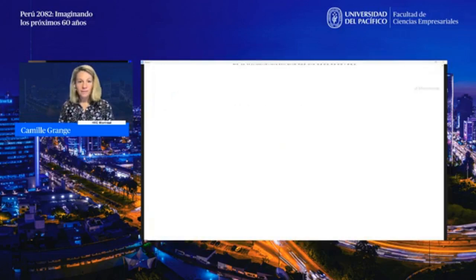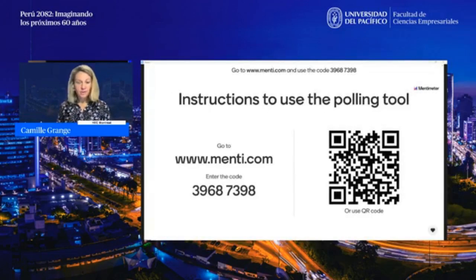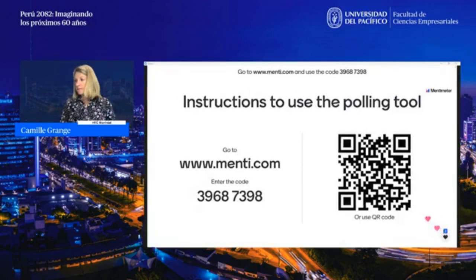And I would really love to know who is with us today. So who is in the audience? We've set up a little tool for you to use, whether you're online or in the room. For that, you can either use your cell phone and scan the QR code that you see on the screen, or go to menti.com and use the code 39687398, the code that appears on the screen. So you can connect. I have little hearts coming in. Okay, I think people are connecting.